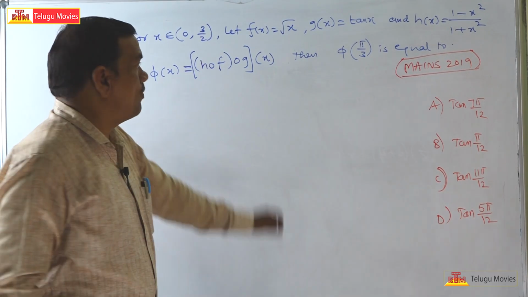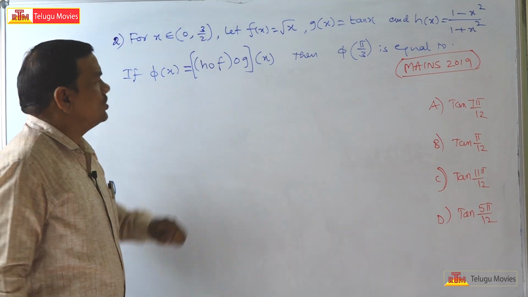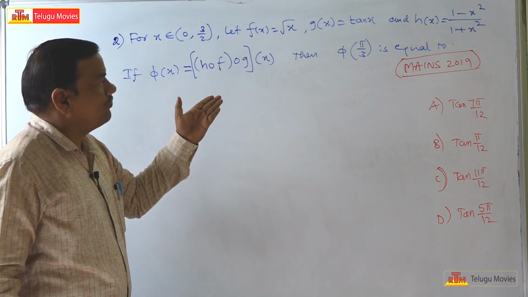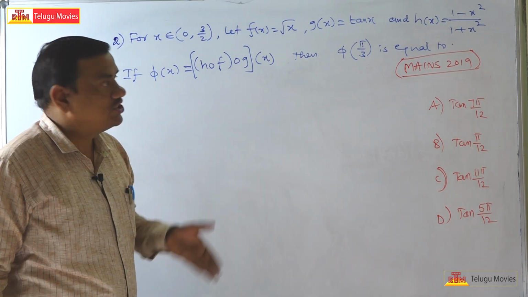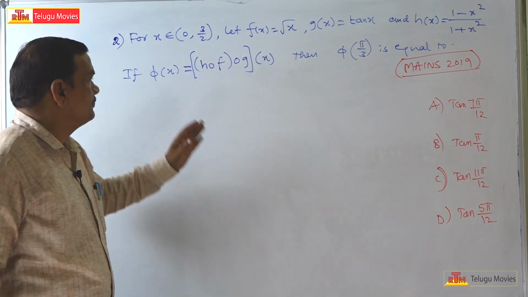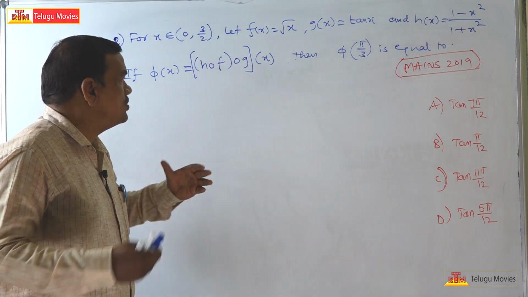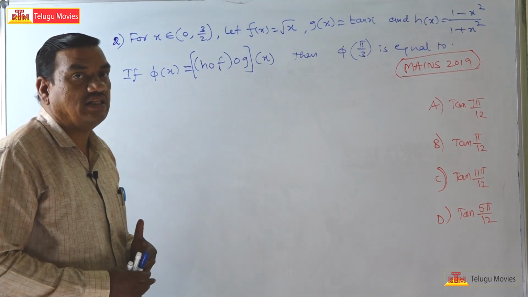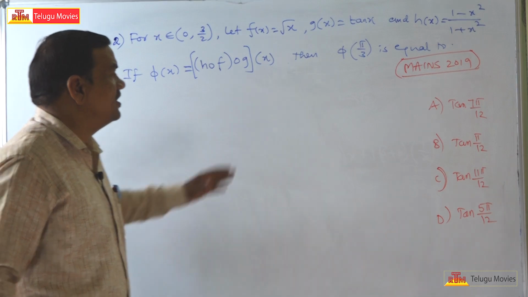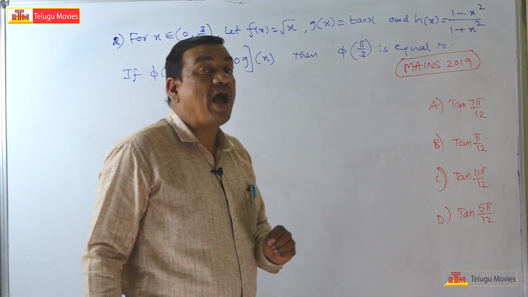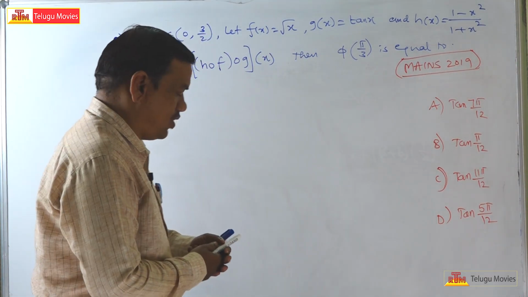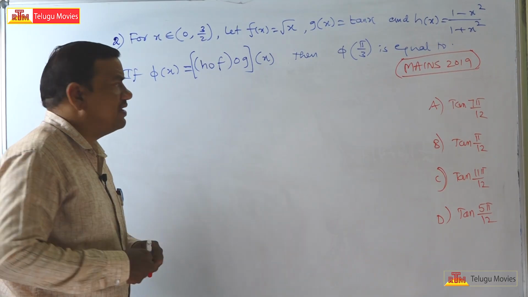Welcome to the second problem. For x belongs to 0 to 3 by 2, f of x is given, g of x is given, h of x is given, very clear. And a new function is there, that is phi of x. It is the composite of h, f, g, all the three functions, your composite function. Then phi of pi by 3 is equal to? Very nice problem, very easy problem. Everybody can do this problem.